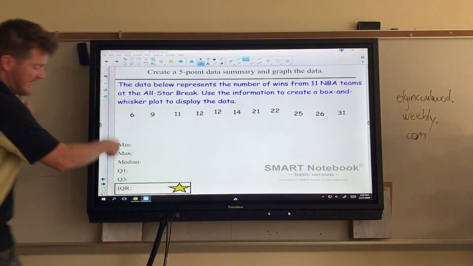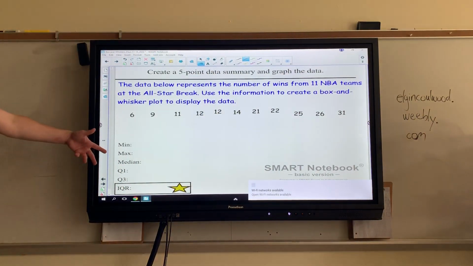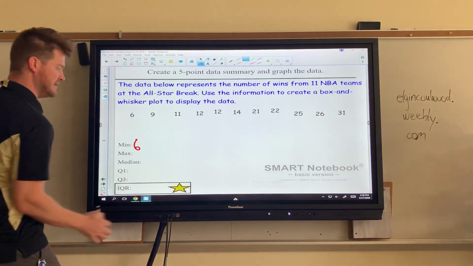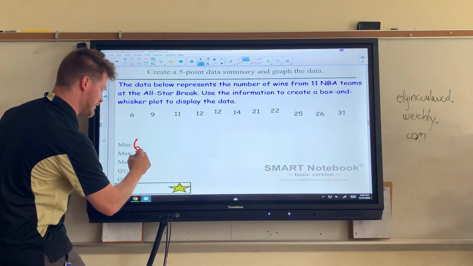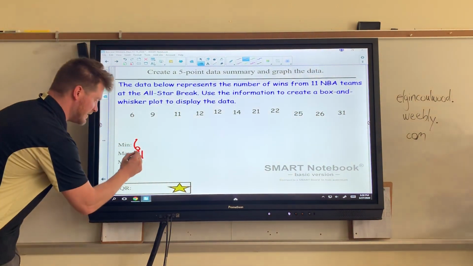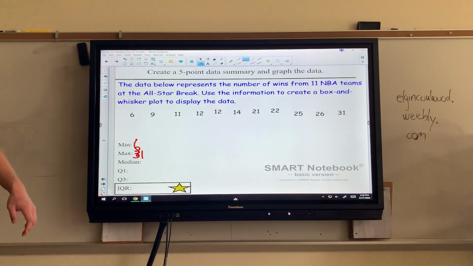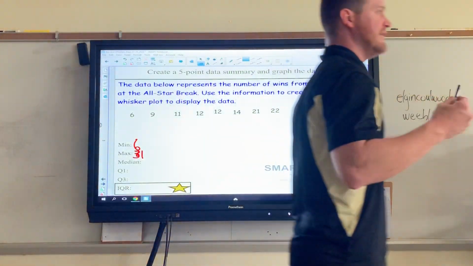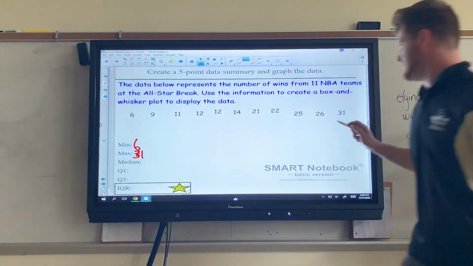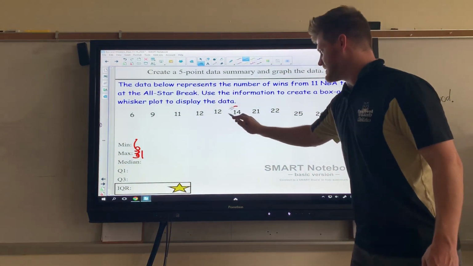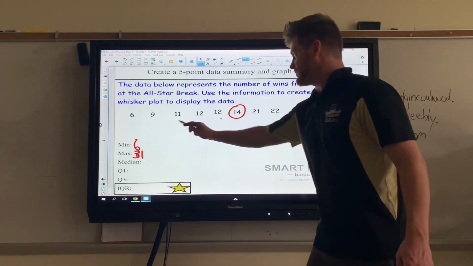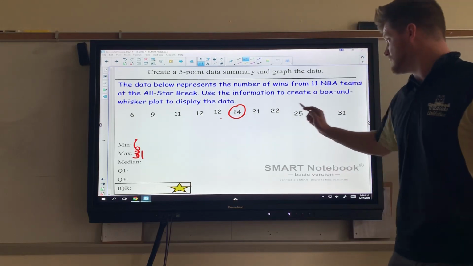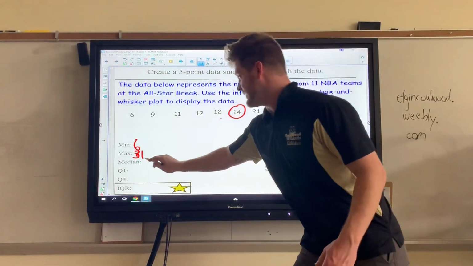So now I can answer my 5-point data set. The minimum, what's the smallest number? It's going to be that 6. What's the maximum number? It's going to be 31. The middle number, since there are 11 values, there should be 5 on either side. Let's see, 1, 2, 3, 4, 5 to the left, 1, 2, 3, 4, 5 to the right. So our median is going to be at 14.